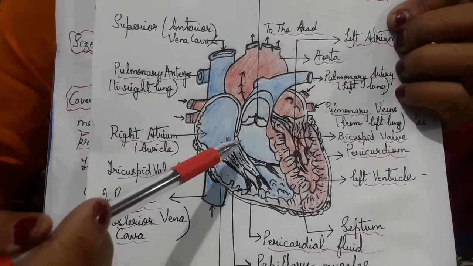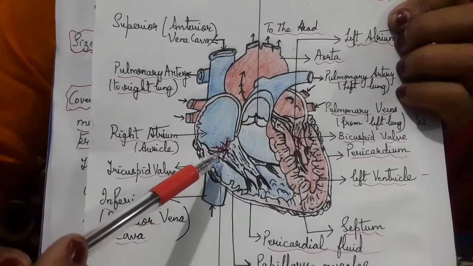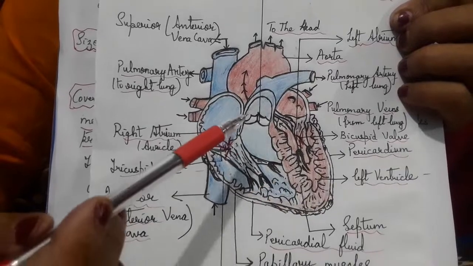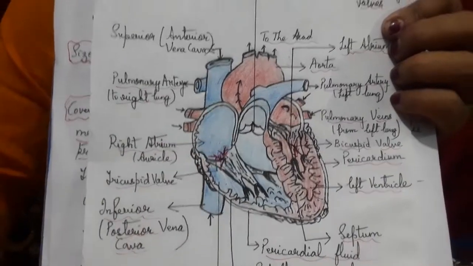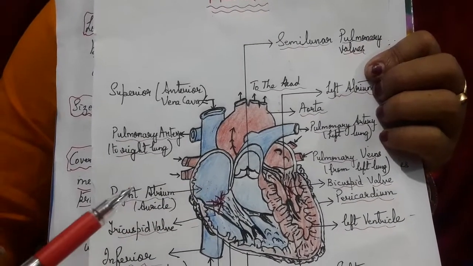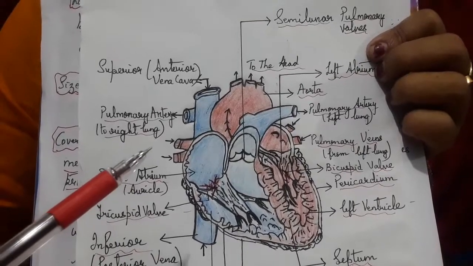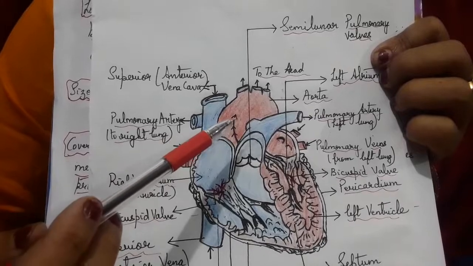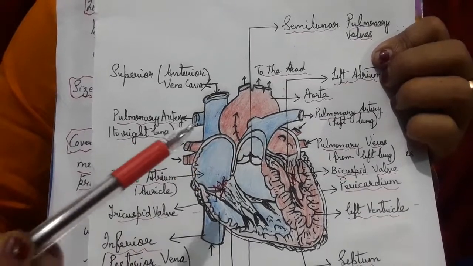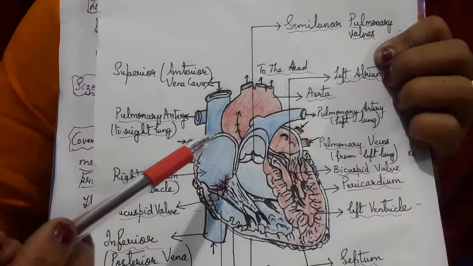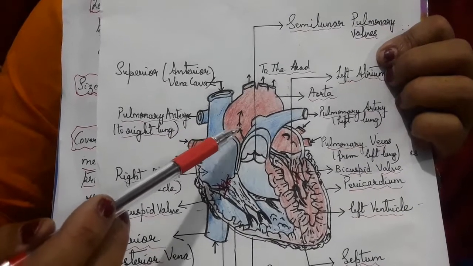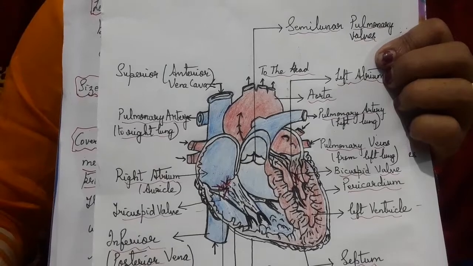Now, you can find, apart from these tricuspid valves and bicuspid valves, there are two more valves which are called semilunar valves. One is the pulmonary semilunar valve, that is present at the opening of the pulmonary artery, and the other is the aortic semilunar valve, that is present at the opening of the aorta.